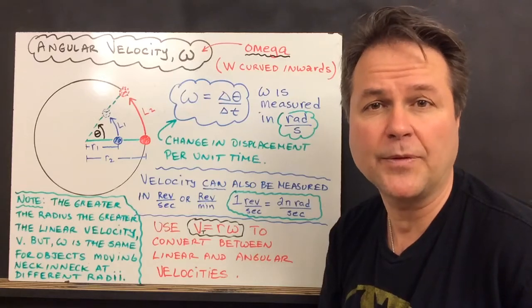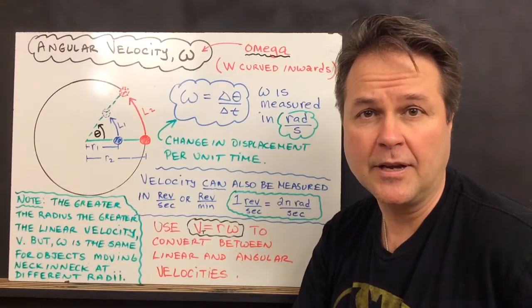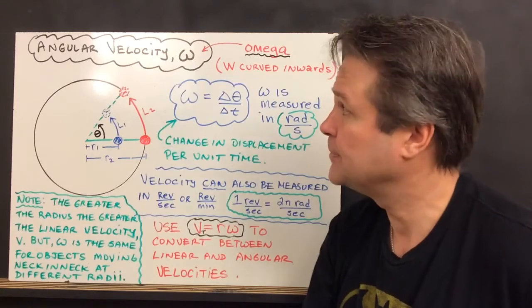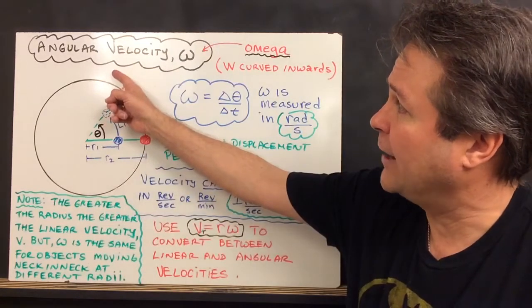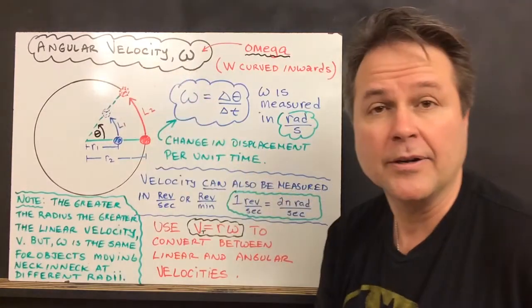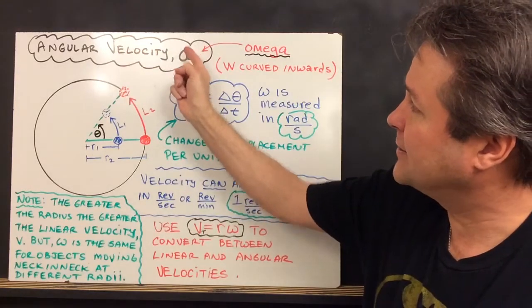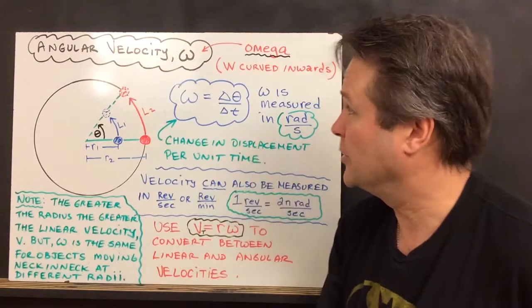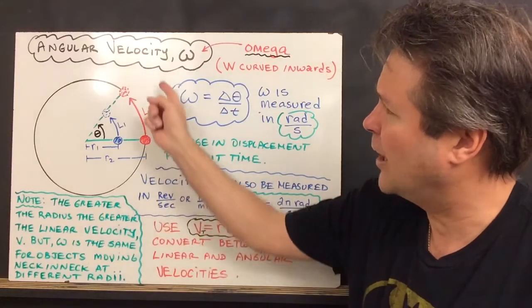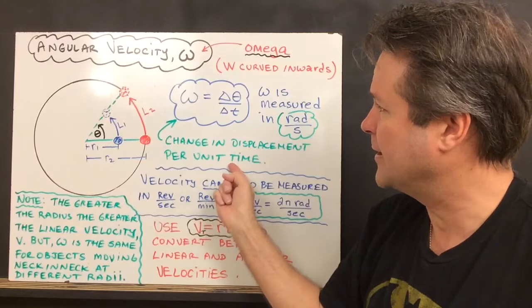This is part 2 of 3 of the video series entitled Angular Quantities for Rotational Kinematics. Now in this video we're going to talk about angular velocity. Angular velocity is symbolized with the Greek letter omega, which looks like a W but has its top curved inwards. Now angular velocity, like any velocity, is the change in displacement per unit time.